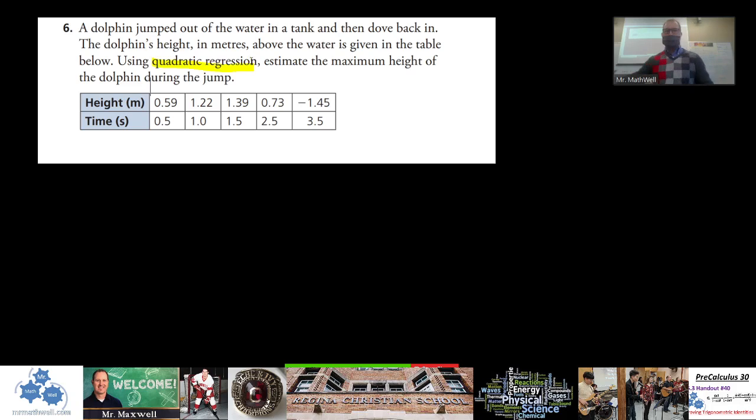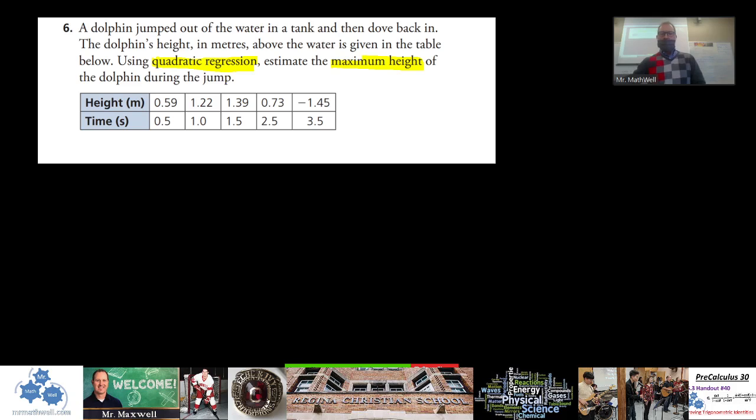We're going to use quadratic regression. That means we're going to input the points into the calculator. We're going to ask the calculator to determine what the quadratic equation is for the collection of those points. And then we're going to estimate the maximum height of the dolphin during the jump.